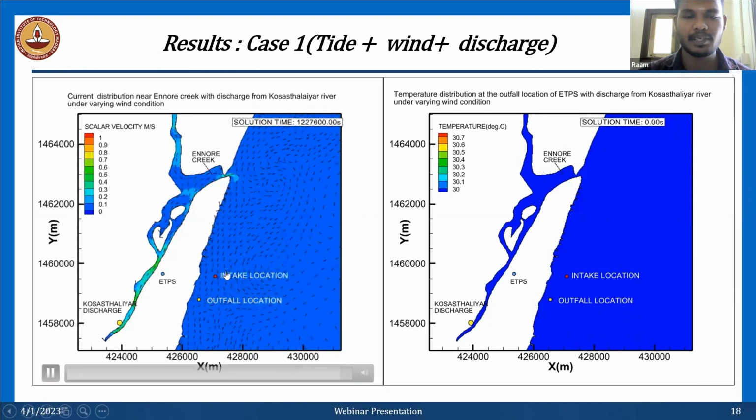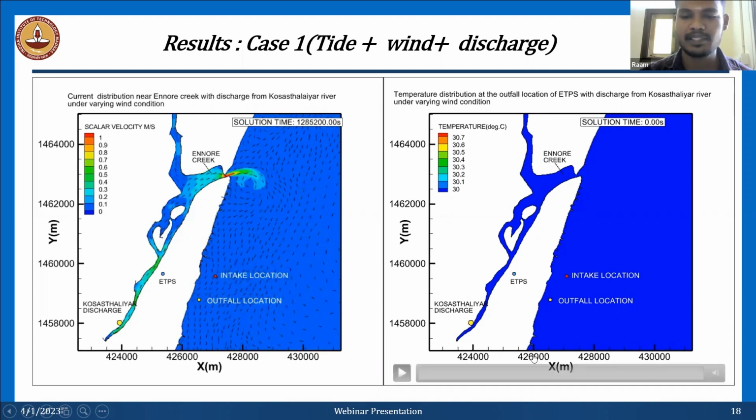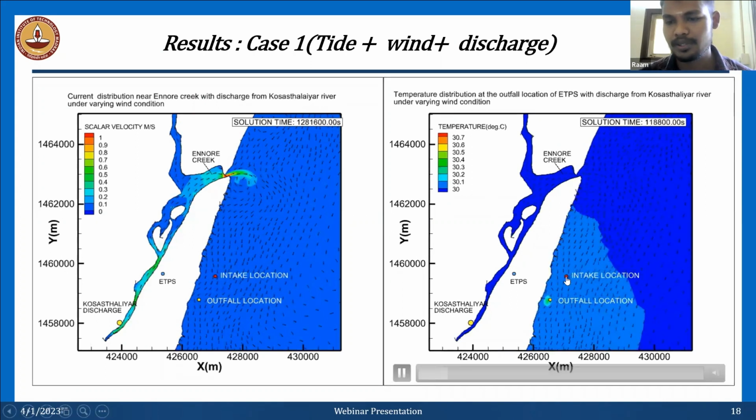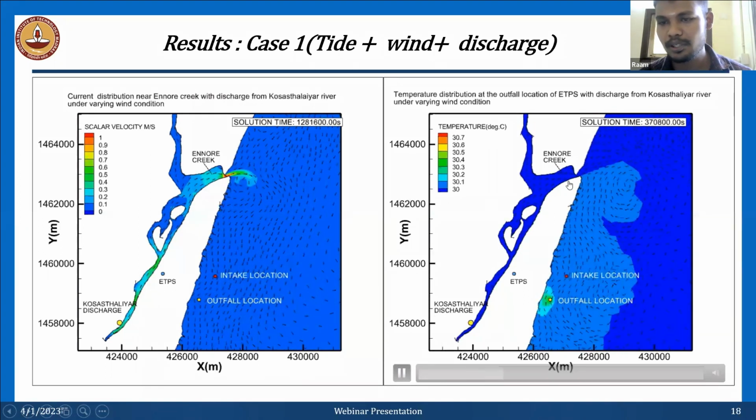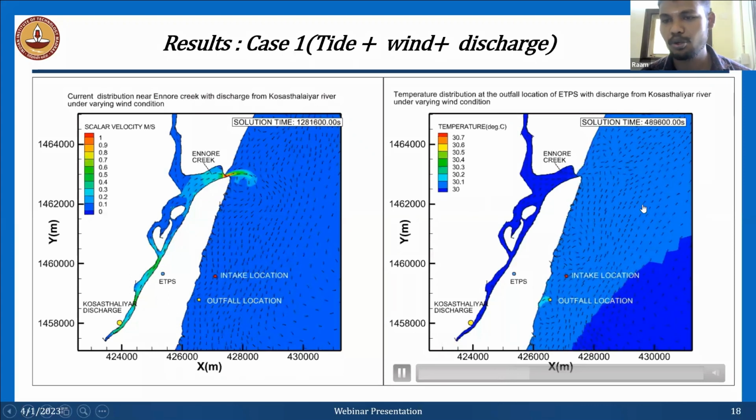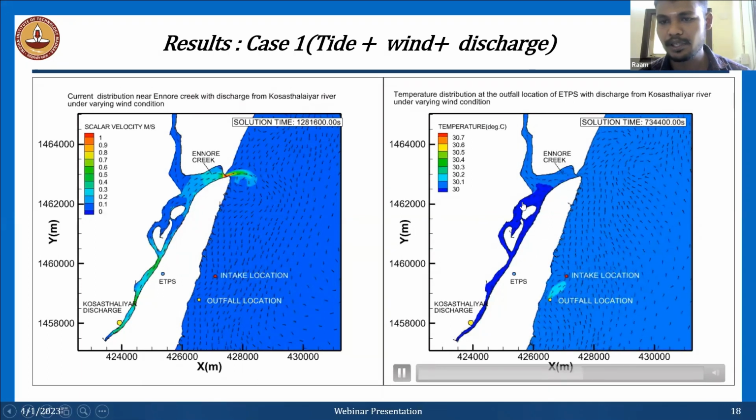Here only the temperature plume will be given as an input. You can see in this video or animation, from the outfall location, the high thermal effluent is given into the ocean. You can see how that is affecting the whole domain, because we can see that the high temperature water is also entering into the river zone.